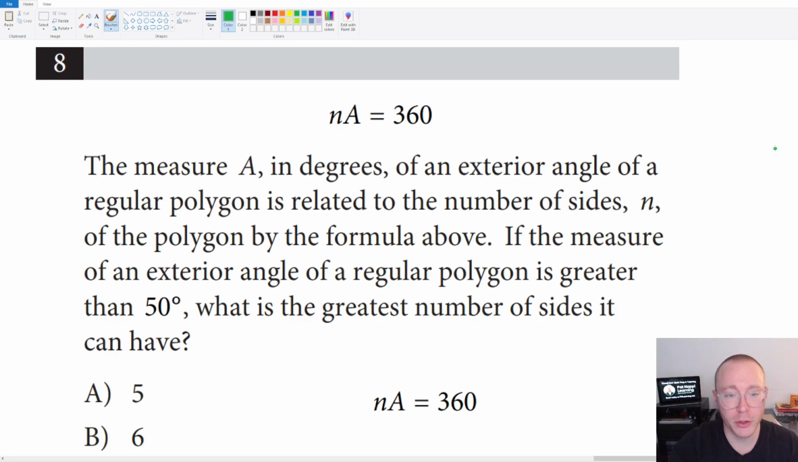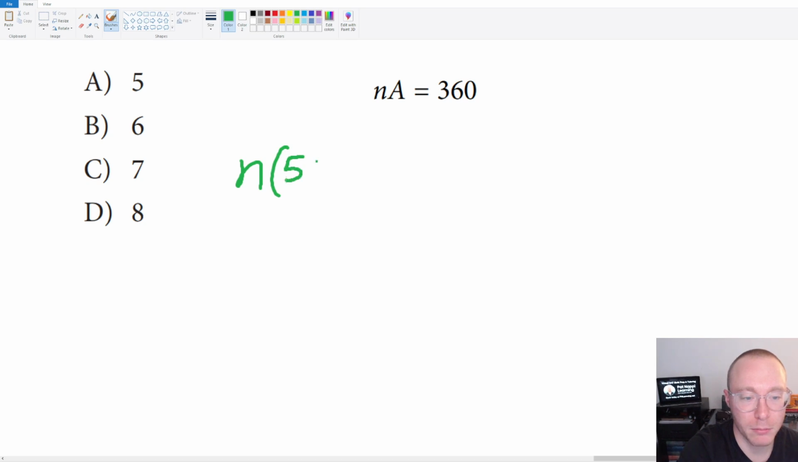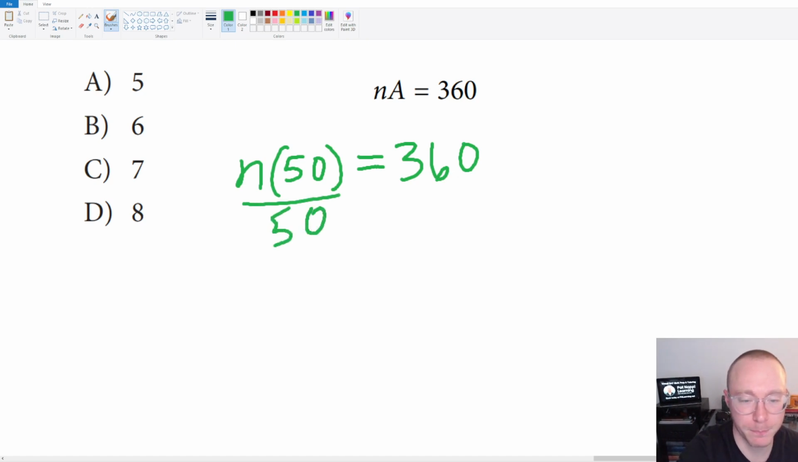So in this question, we are given the angle, and we're trying to basically figure out what's going on with the number of sides using this little equation. So if we take this equation and we plug in 50 degrees, let's start with that and see what number of sides we get. So to solve this equation, we're just going to divide by 50.